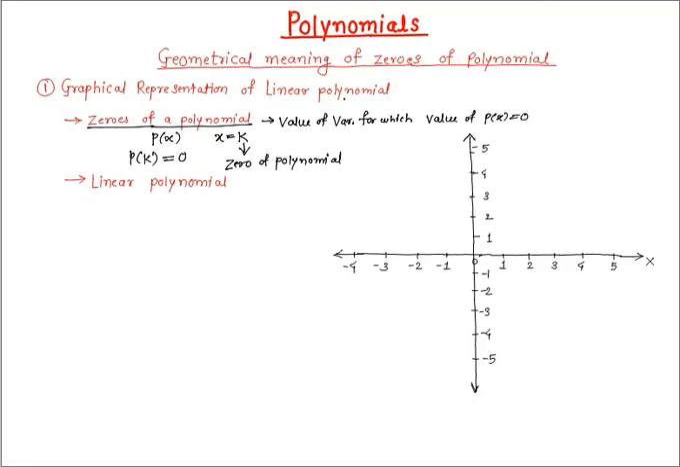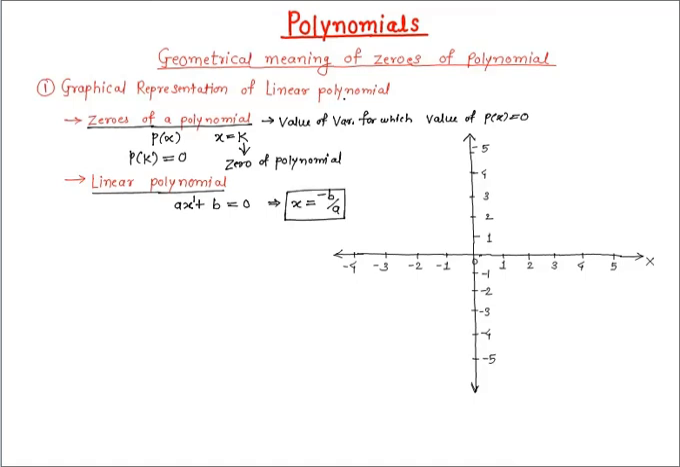Now, suppose we have a linear polynomial of the form ax plus b. This is the linear polynomial, right? The degree of the variable x here is 1. So this is the linear polynomial. Now, how do we find the 0 of this polynomial? We simply equate it to 0. So what will be the 0 of polynomial here? x equals to minus b by a. This is the 0 of polynomial.